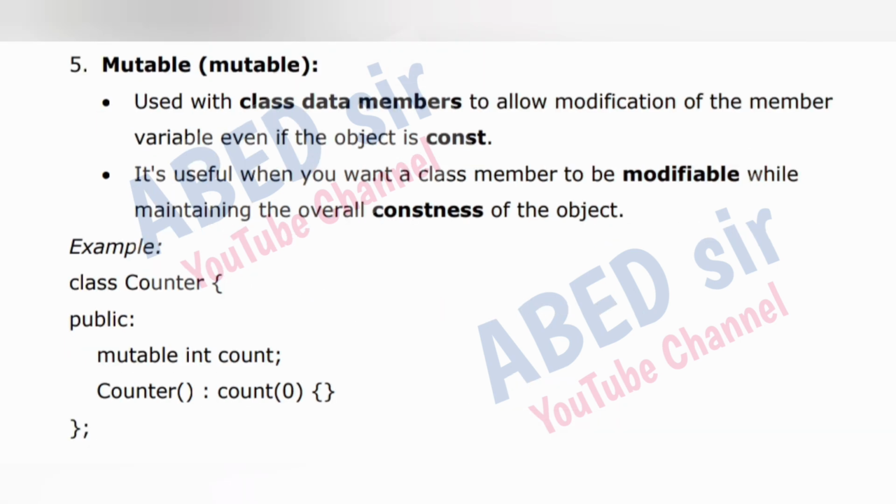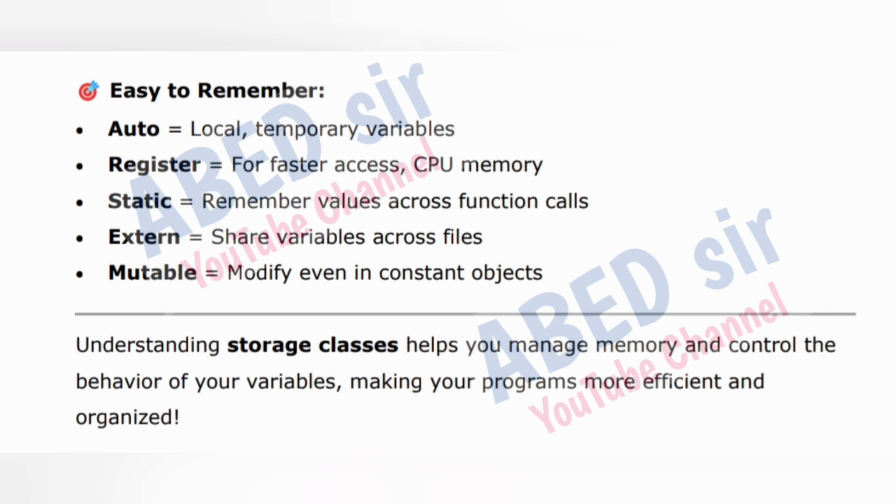5. Mutable. Used with class data members to allow modification of the member variable even if the object is const. It's useful when you want a class member to be modifiable while maintaining the overall constness of the object. Example: class Counter, public, mutable int count. Counter, count, 0.